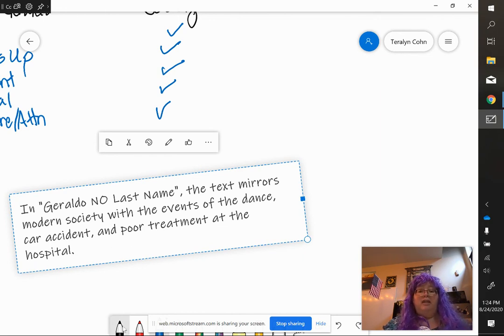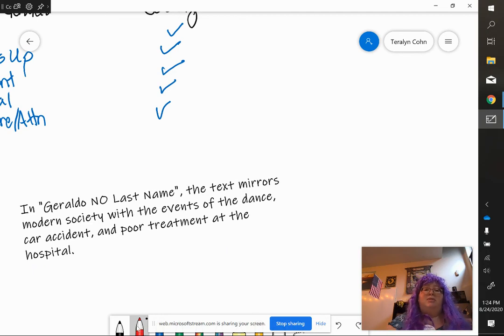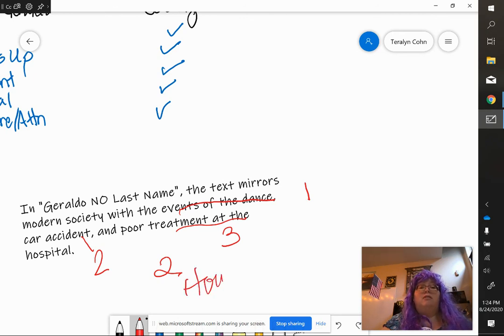Now, the cool thing is when you do a thesis statement this way, you have set up your paragraphs. So you can talk about the events of the dance in paragraph 1. You can talk about the car accident in paragraph 2, and you can talk about the poor treatment at the hospital in paragraph 3. Or you could combine the car accident and the poor treatment at the hospital as one paragraph. And then in the third paragraph, you can talk about the end or how the story ends, right?